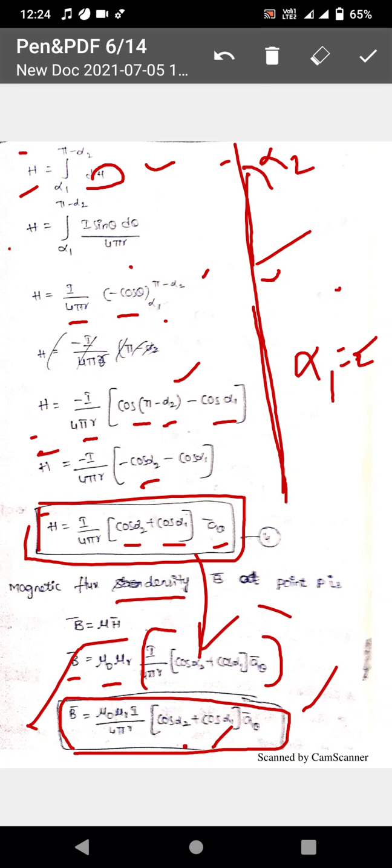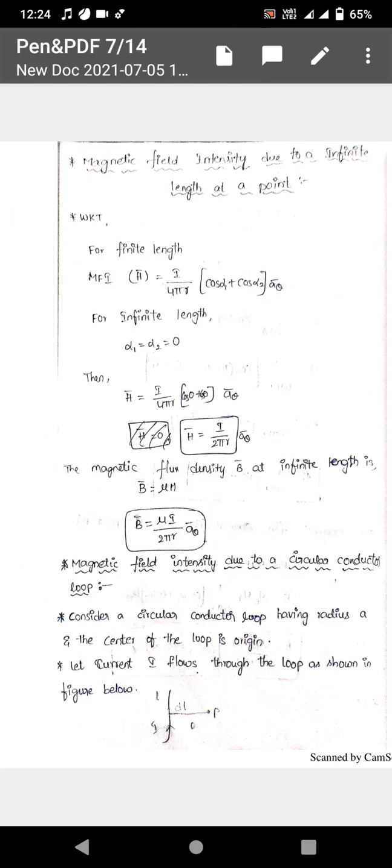If we put alpha 1 and alpha 2 as 0, what happens? Cos 0 is 1, 1 plus 1 is 2, 2 divided by 4. Let us see this in a very simple manner for infinite length. What is the magnetic field intensity due to an infinite length conductor at a point P? For this we again have to do the same derivation we did previously for finite length. For a finite length L, a dl is assumed similarly.